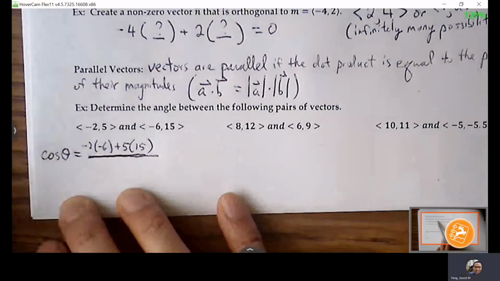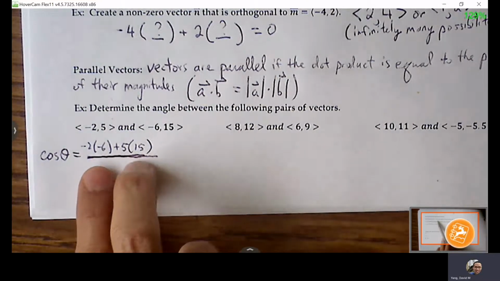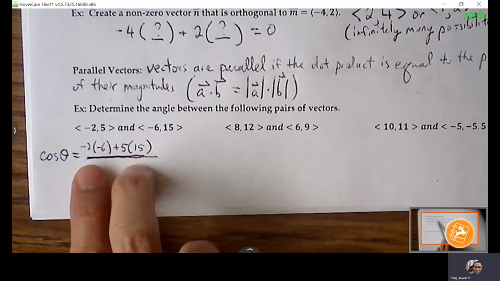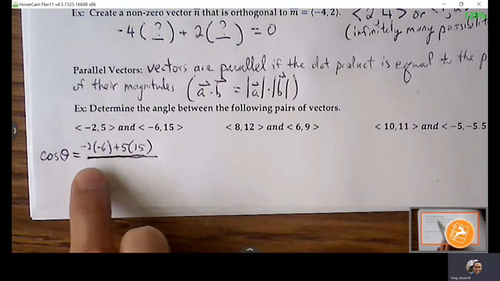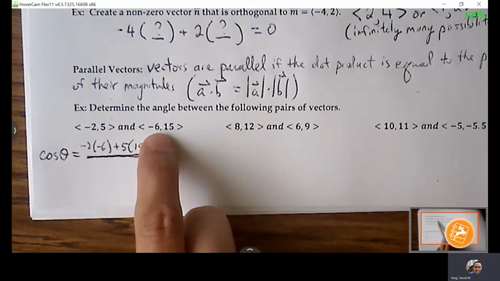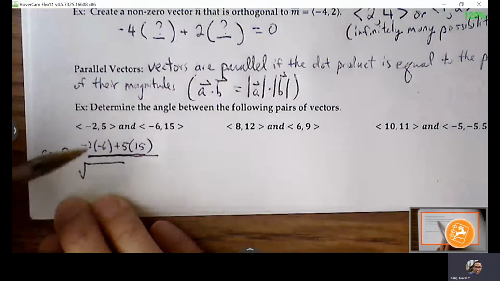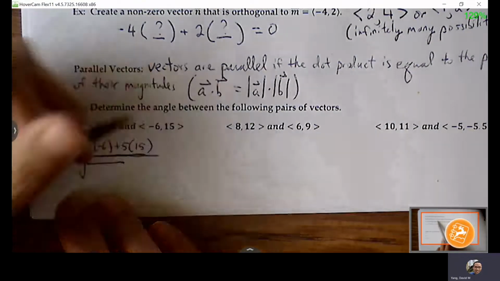Okay, we'll figure that out later. And then below, we have two Pythagorean theorem calculations going on here. One is the magnitude for the first vector, and the second is the magnitude for vector b. So I'm going to put all this messiness here. This is really the square root of 2 squared plus 5 squared.